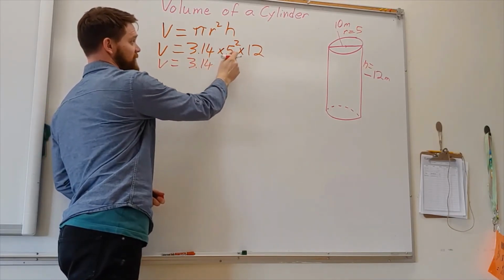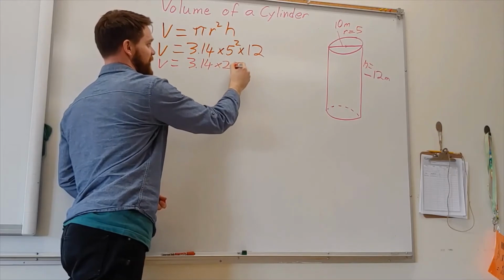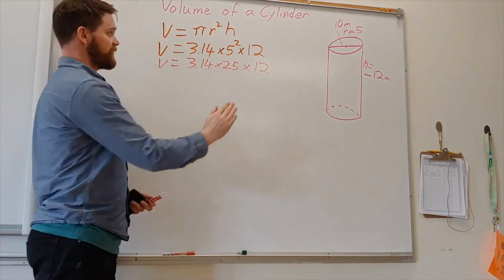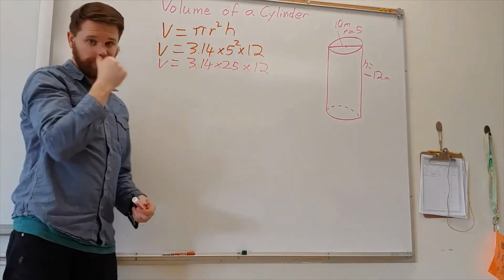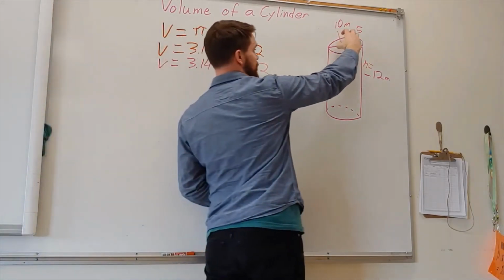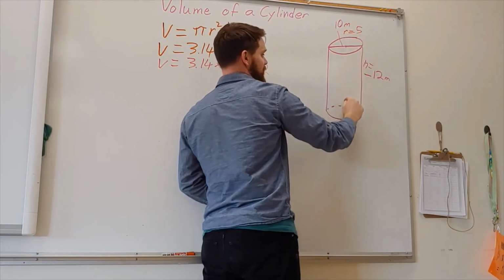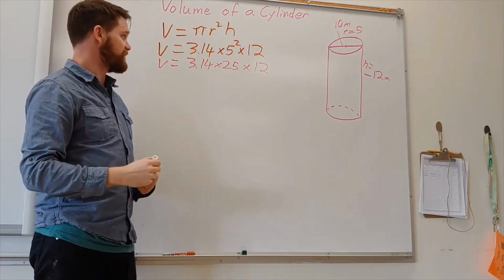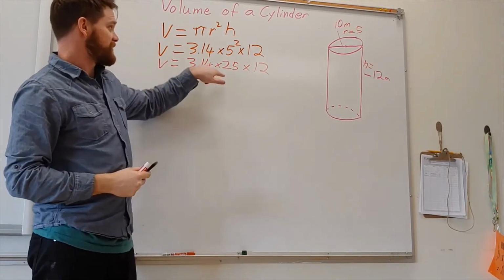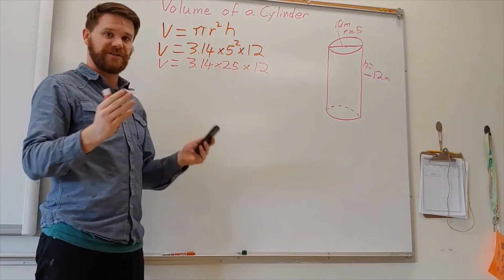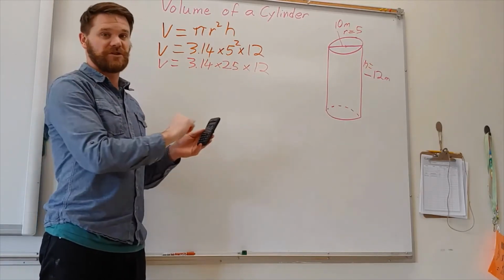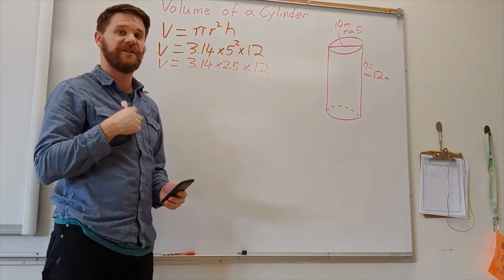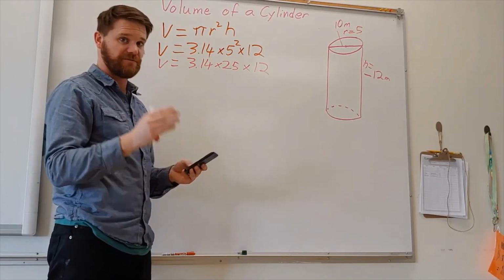3.14 times 5 times 5, so times 25, times 12. This first part right here tells you the area of the circle on the top, and then the height, the 12, fills in the value right there. So I'm just going to solve this, then multiply by 12. I'm going to do it step by step. A lot of you are just going to type this whole thing into a calculator, which is fine. But once again, it's hard for me and for you to know where you messed up. So it's good to break things down.